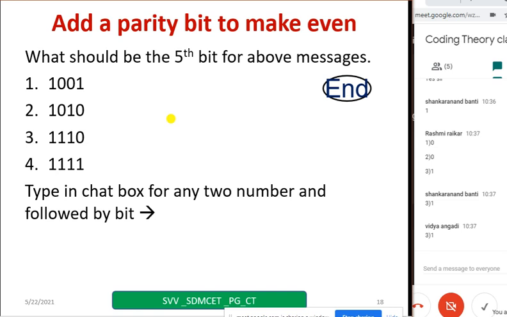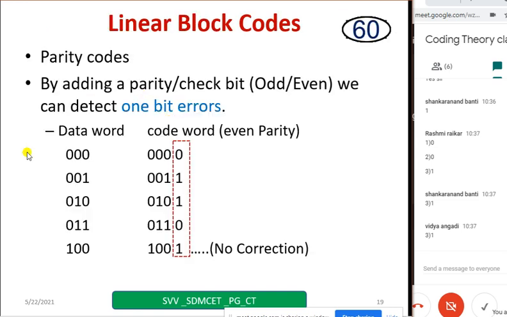Vidya has typed. Good. Now, whatever I have just now told, the same thing I have done here. All zeros, 0, 0, 0, 1, I am adding a 1 to make an even parity. Simply I am adding 1. So this parity helps us to detect whether error has occurred or not. Correction cannot be done, but at least we can detect whether error has happened or not.